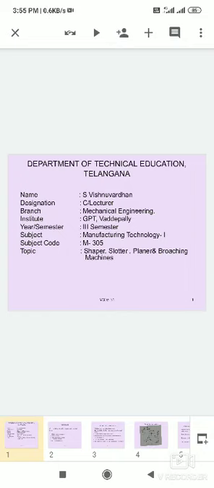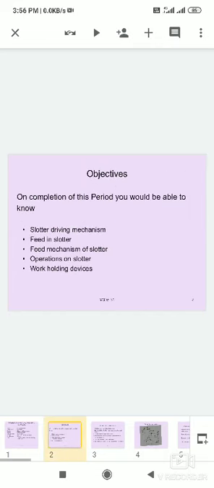Manufacturing Technology. My subject is Manufacturing Technology 1, and the subject code is M305 for C16 and C18 also. Today's topic is shaper, slotter, planer, broaching machines. Last class we discussed shaper, slotter, planer, and broaching machine also. On completion of this period, you would be able to know the slotter driving mechanism. First, we learn the slotter driving mechanism.